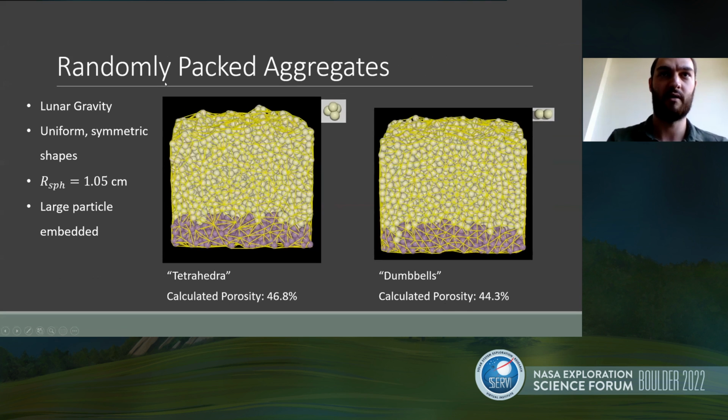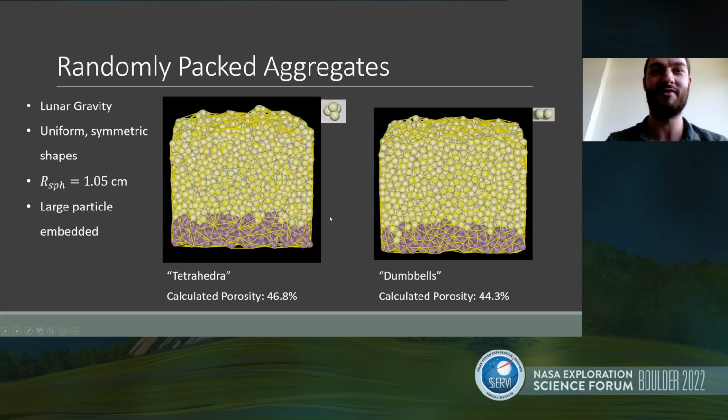Now let's move on to our irregular shapes. Most of the systems that I'm going to show you here were prepared similarly. They're settled under uniform lunar gravity. The particles also have self-gravity. We use uniform symmetric shapes. So in each of these models, only the shape shown on the side here is the shape that is actually in the system. This is all tetrahedra packed together. This is all dumbbells like this. The spherical constituent particles for these aggregates are 1 centimeter in radius. And unfortunately, there's a large particle embedded in all of these, just where the break in colors is.